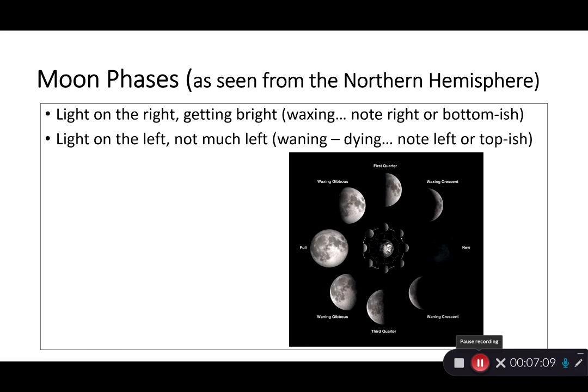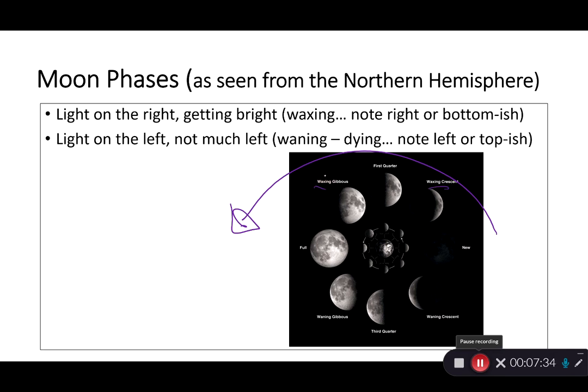Okay, so let's look at the moon phases real quick. A little memory trick for as you look up at the night sky: if the light is on the right, or perhaps depending on the time of the night that you look at it, maybe from the bottomish side, light on the right means it's getting bright. The moon is growing, which means we're moving from the new moon over to the full moon. So that's all the waxing side.